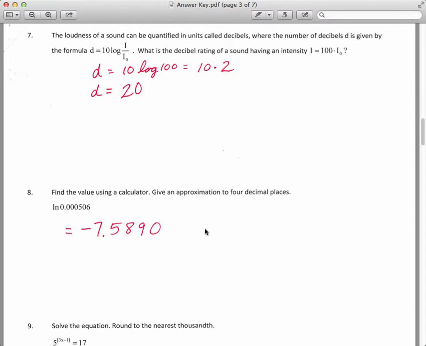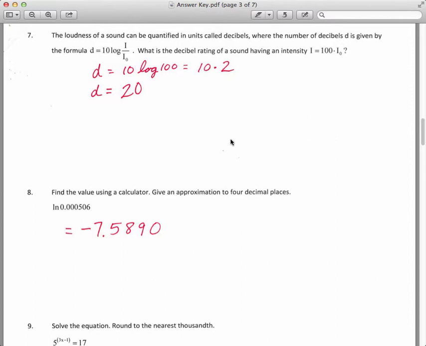So if you put 100 I sub 0 in place of the I up here, then the I sub 0 divides out and we just have 100. So I sub 0 is completely gone from this problem as soon as you plug in. Since log of 100 is equal to 2, we have 10 times 2, and that's 20.